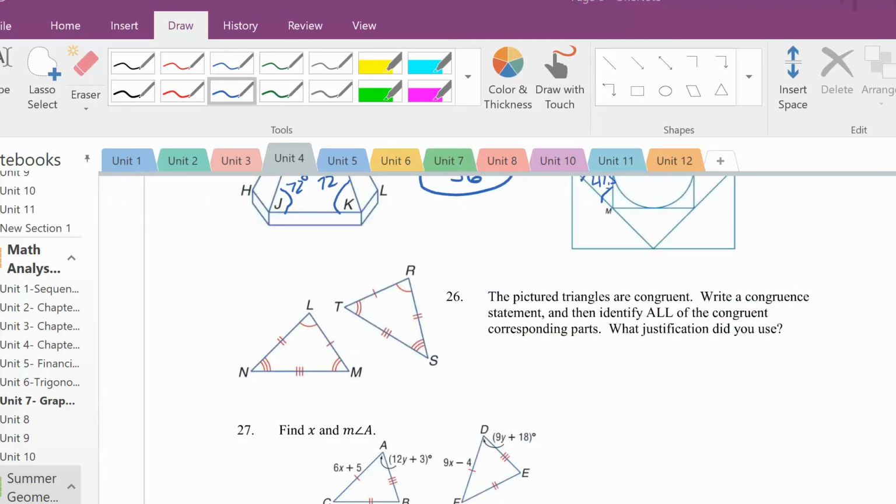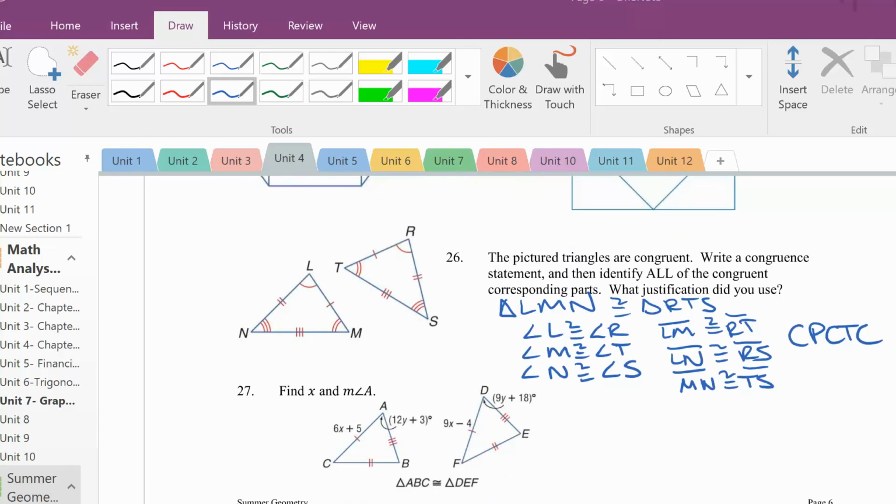All right, next, the pictured triangles are congruent. Write a congruent statement that identifies all corresponding parts. So why don't you go ahead and try that on your own, and then we'll go over the answer. All right, so there's different ways you could order them, but the letters have to match up. So I did triangle LMN is congruent to triangle RTS, and so then the corresponding parts would match up. And the reason, the justification, is CPCTC: corresponding parts of congruent triangles are congruent.